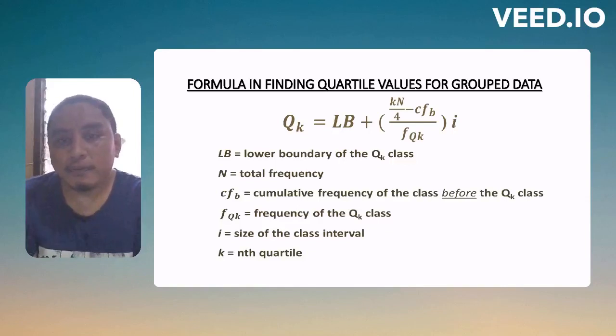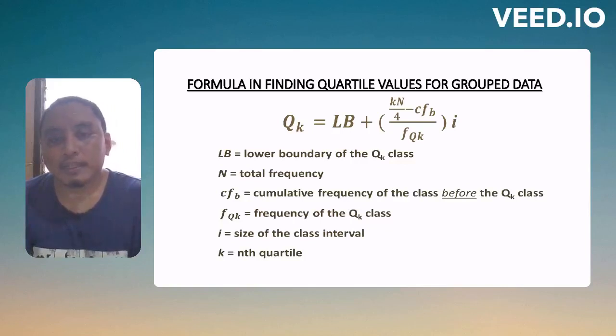This is the formula in finding quartile values for group data. Qk equals Lb plus (kN/4 minus CFB) over FQk, multiplied by i. So Lb stands for the lower boundary of the Qk class, N stands for the total frequency, CFB stands for the cumulative frequency of the class before the Qk class, FQk stands for the frequency of the Qk class, i stands for the size of the class interval, and k stands for the nth quartile.